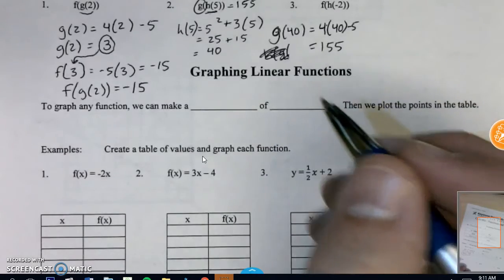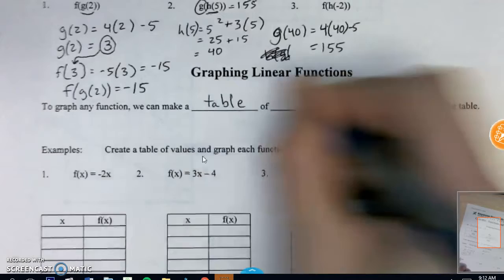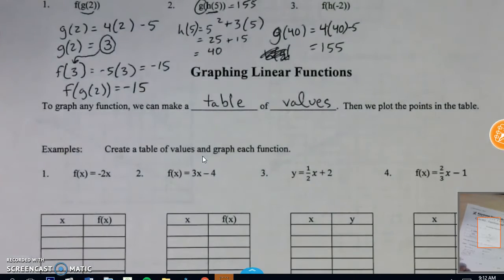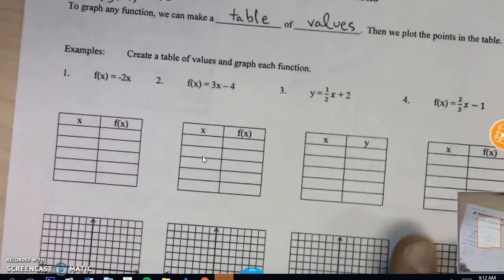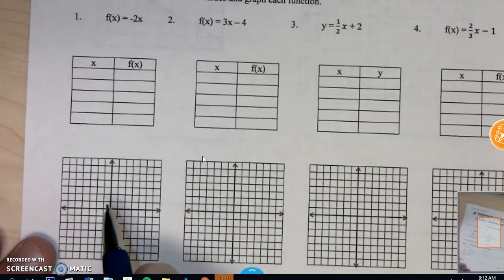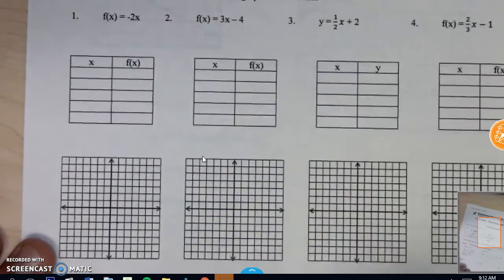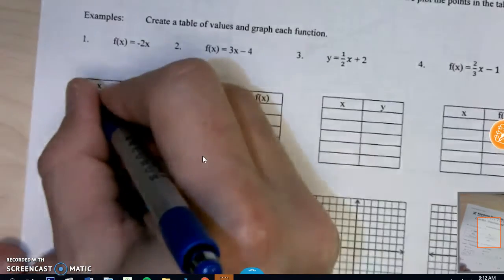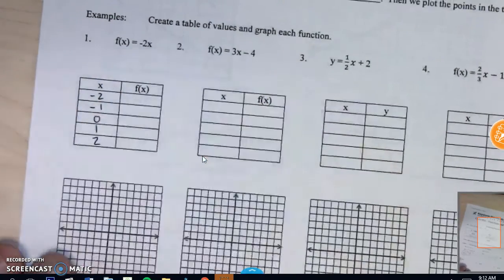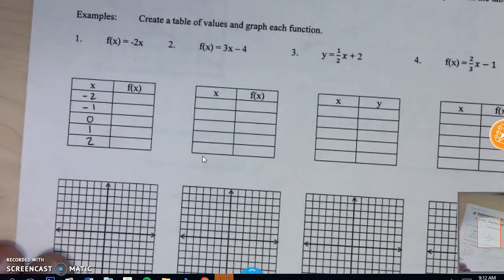So to graph any functions, we can make a table of values, and plot the points in the table. So we're just going to do one of these, and I am going to make a suggestion for your domain. So because we can see the entire graph here, I would recommend doing both sides of the y-intercept so we can see the entire graph, not just part of it. So I like to start with a -2, -1, 0, 1, 2. It gives a nice balanced look to when you go and graph those points.